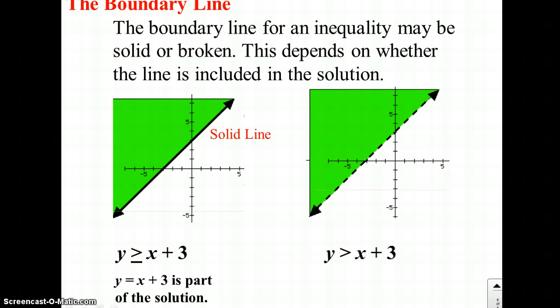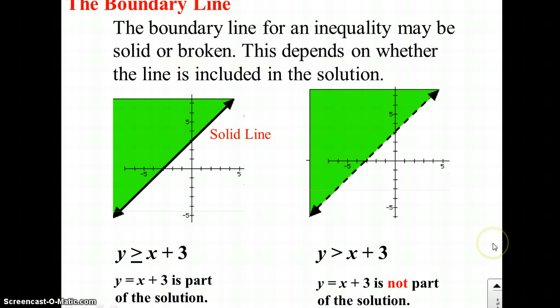If the line is not part of the solution, such as the inequality y is greater than x plus 3, we still graph the line, we still shade above the line, but because it's just greater than, we no longer include the x plus 3, so the line is not part of the solution anymore. So we would now break the line, or draw the graph with a broken line. This would indicate only the region above the line is part of the solution set. The points on the line do not satisfy this inequality any longer.